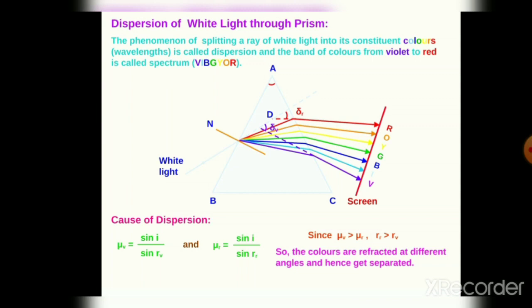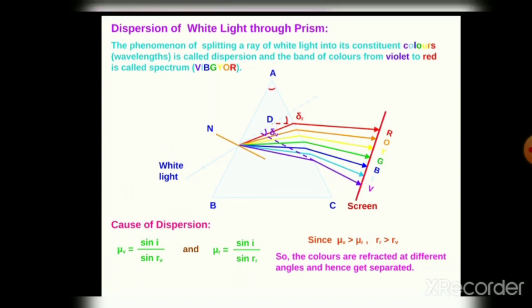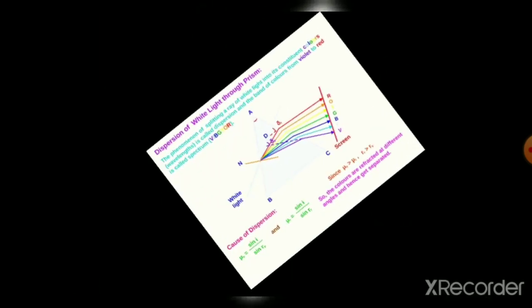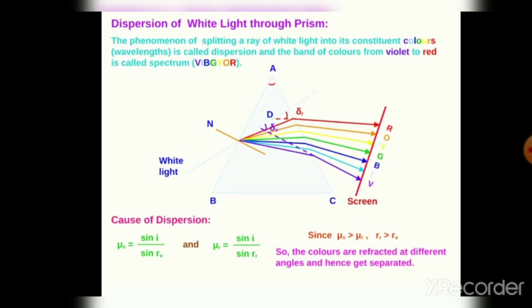The phenomenon of splitting a ray of white light into its constituent colors by wavelength is called dispersion of light, and the band of colors from violet to red is called a spectrum. With the seven different colors you can see on the screen, starting from violet to red, it depends upon wavelength that causes the dispersion.